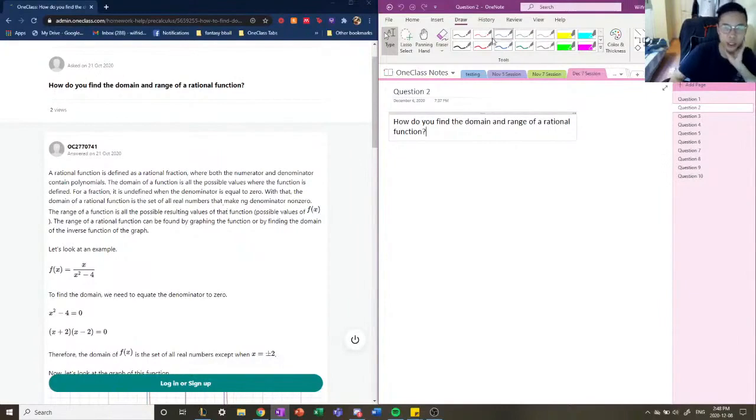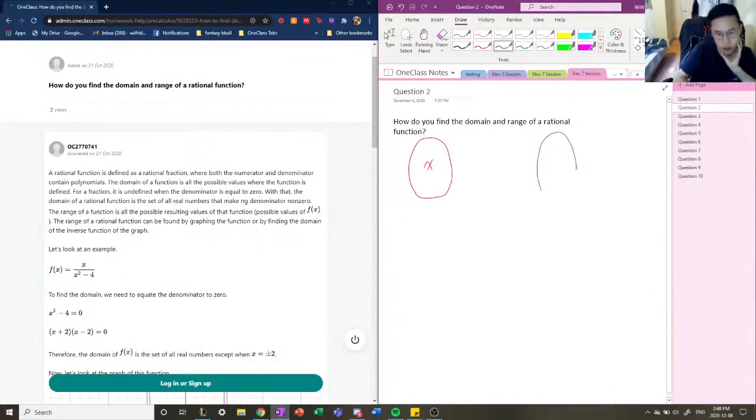Okay, so let's say that we have a pool of x values here. Out of all the real numbers, we have a pool of x values. We'll say this is x. And let's say that we have a pool of y values, let's just call it f of x. Okay, so the domain is every value of x that defines the function.